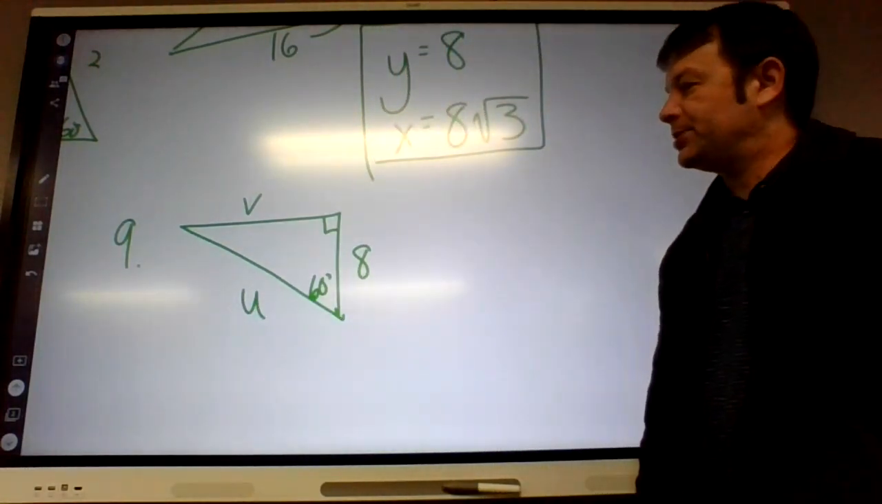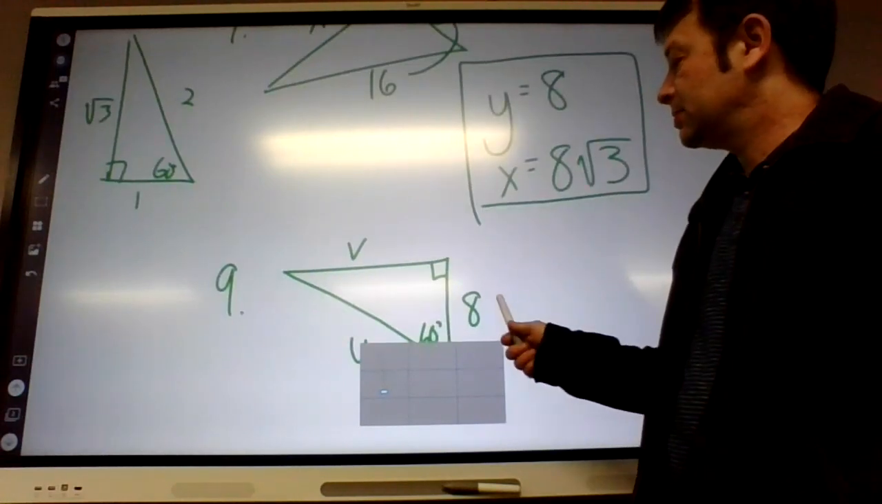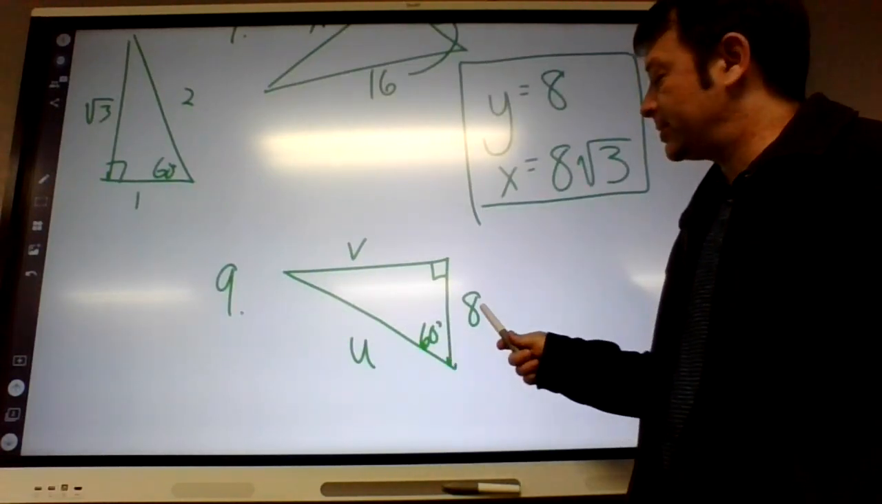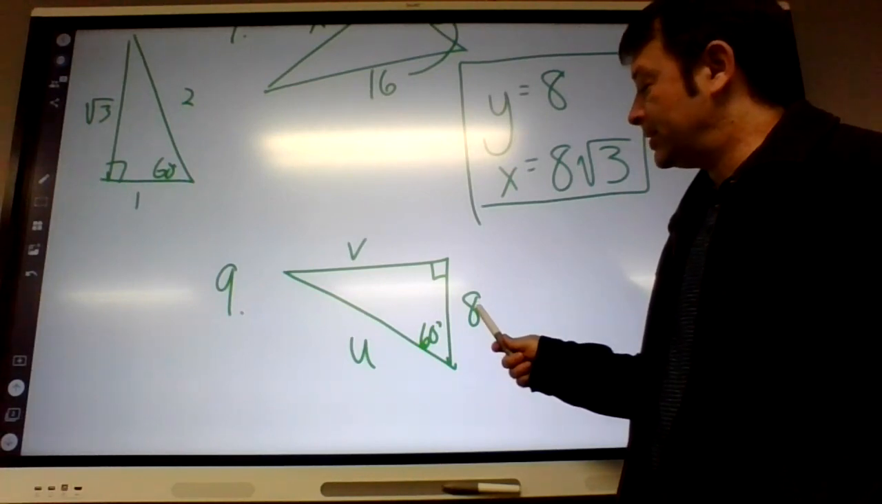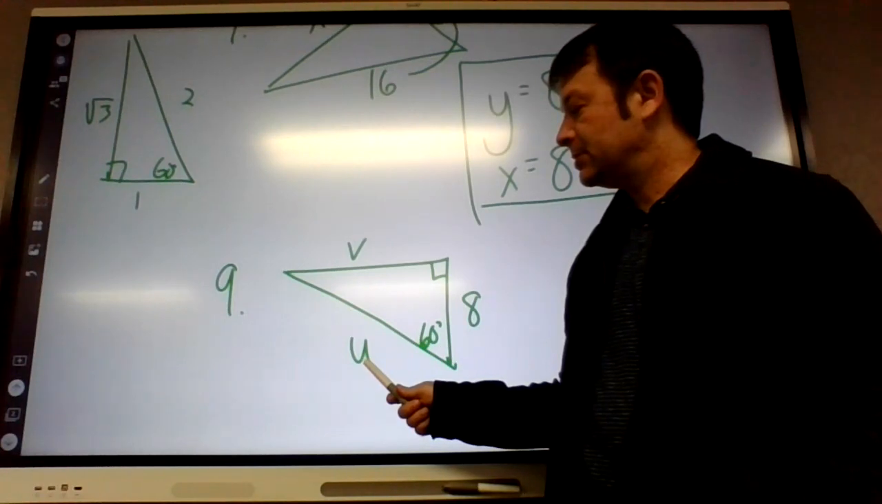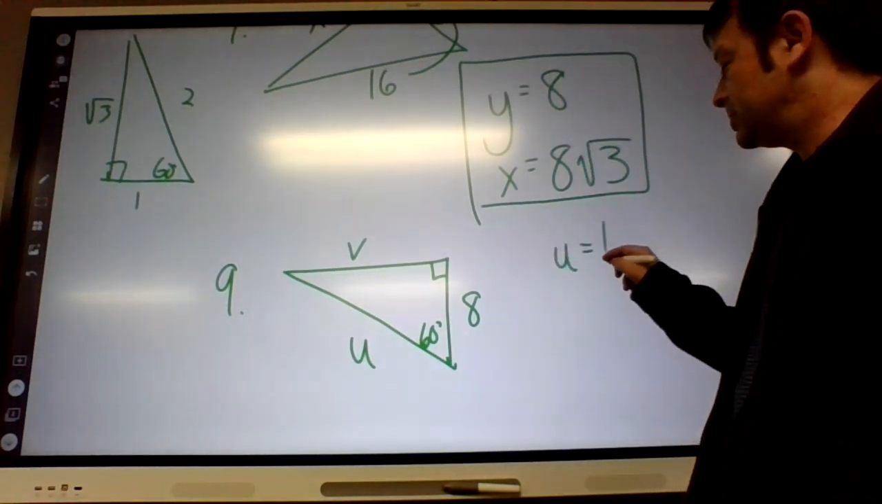So this time we are starting with the short leg. So we don't have to run through the short leg, we're starting with it. How do we go from the short leg to the hypotenuse? Times 2. So u would be 16.